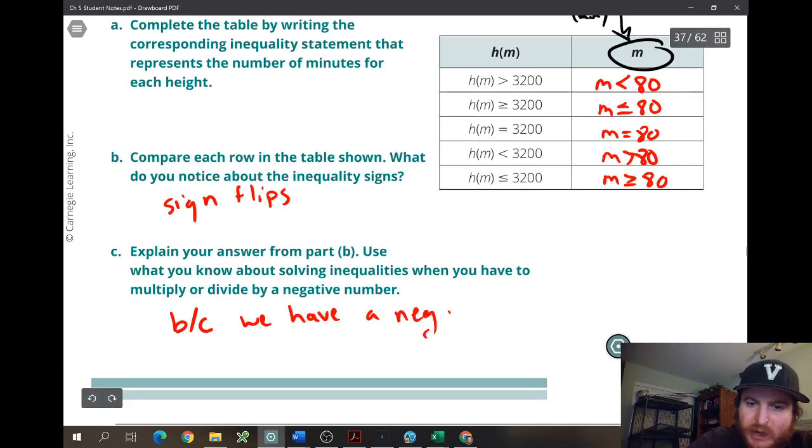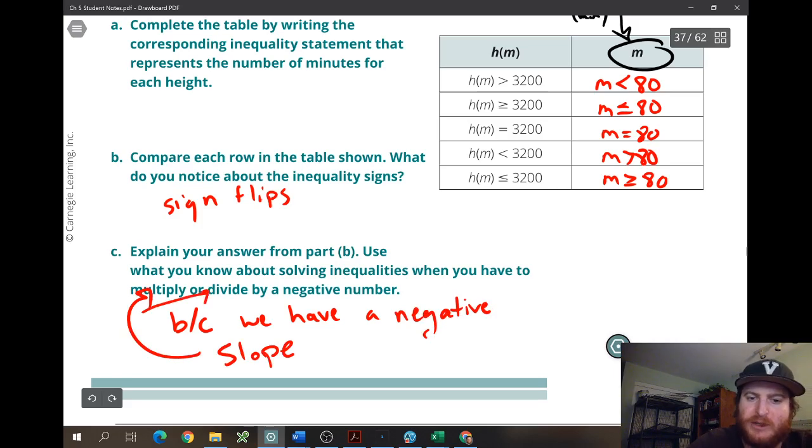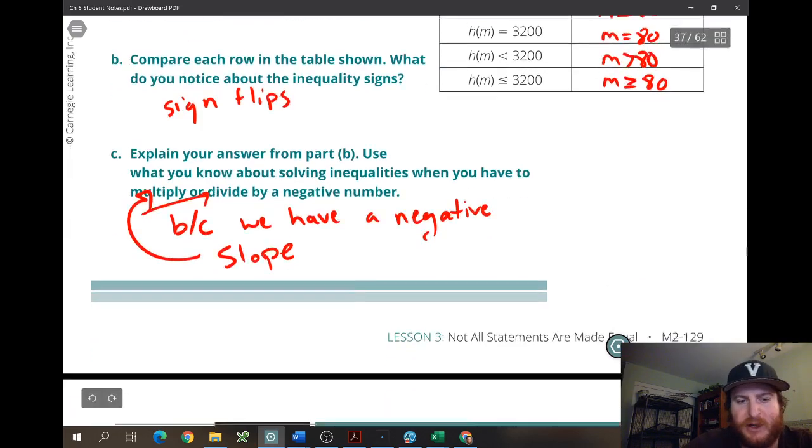So when we have a negative slope, we're going to have to divide or multiply by a negative number, right? And that's what makes our sign flip. So that's just something to watch out for.